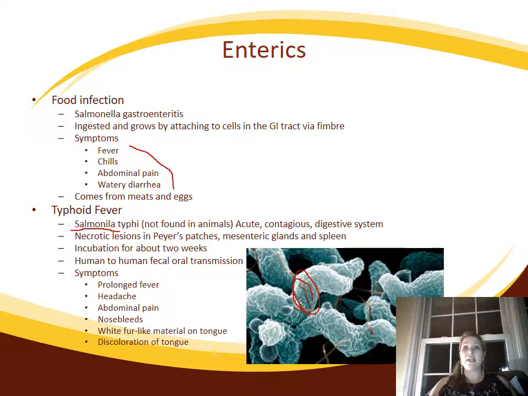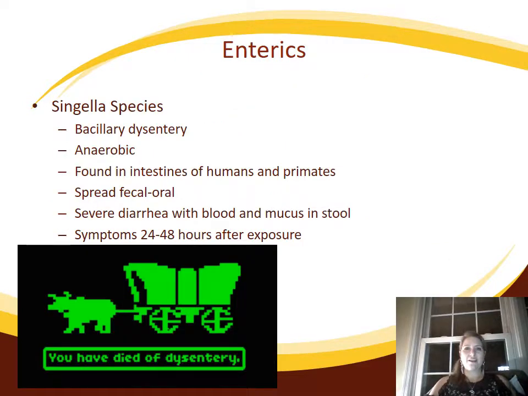It's acute, contagious, and it's part of the digestive system. You end up with these necrotic lesions all over the place in Peyer's patches, mesenteric glands, and spleen, and it incubates for a couple of weeks. Once again, fecal-oral transmission. Most enterics are going to be fecal-oral. You'll end up with prolonged fever, headache, abdominal pain, nosebleeds, and this white furry material on your tongue, as well as discoloration on the tongue.